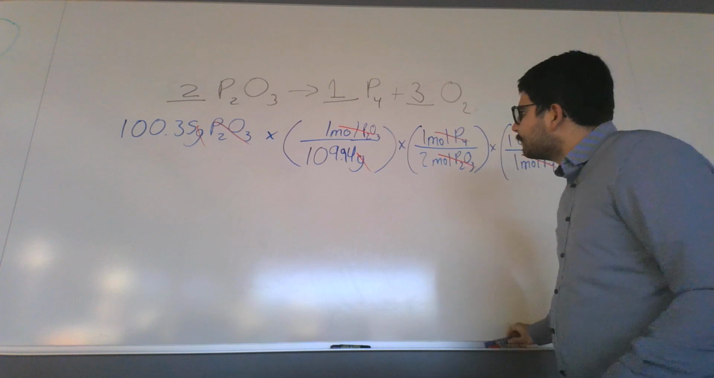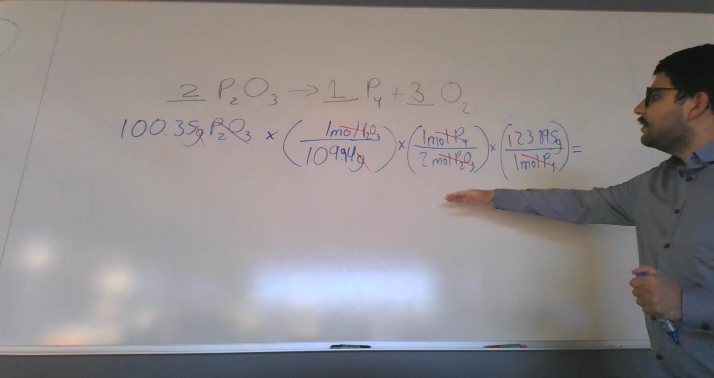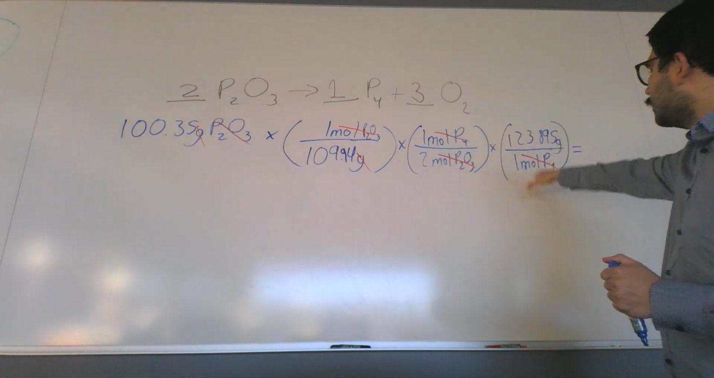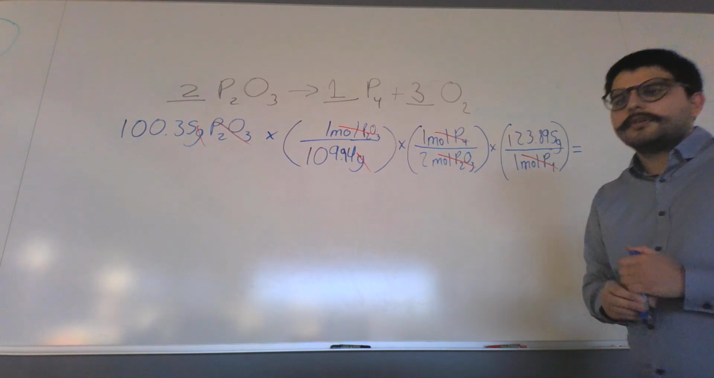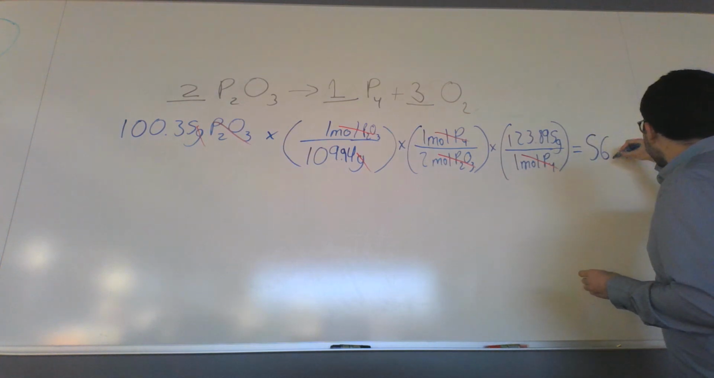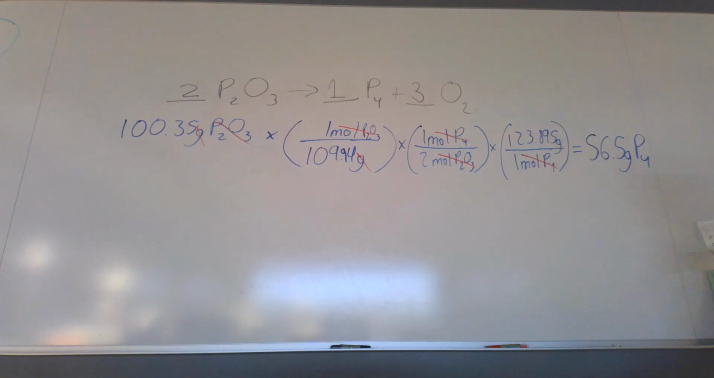So once you manage to get all the conversion factors together, eliminate all the previous units to solve for the new units, you're able to calculate, and this is determined to be 56.5 grams of P4. Okay, 56.5 grams of P4. That is the mass of P4 you can produce from the initial 100.35 grams of P2O3.